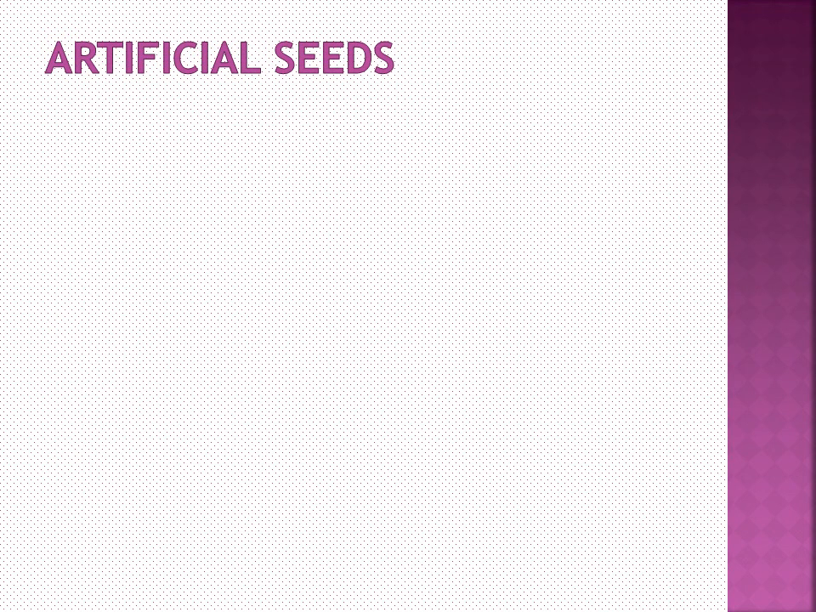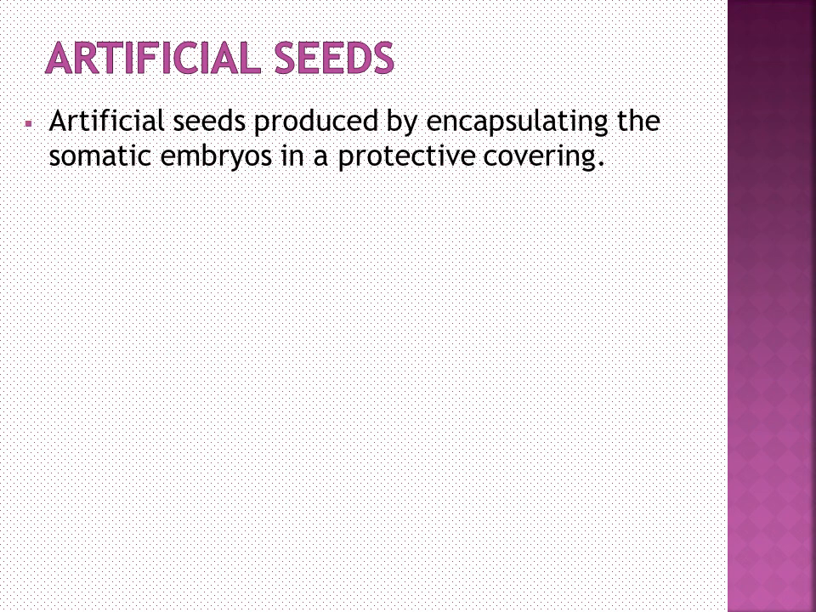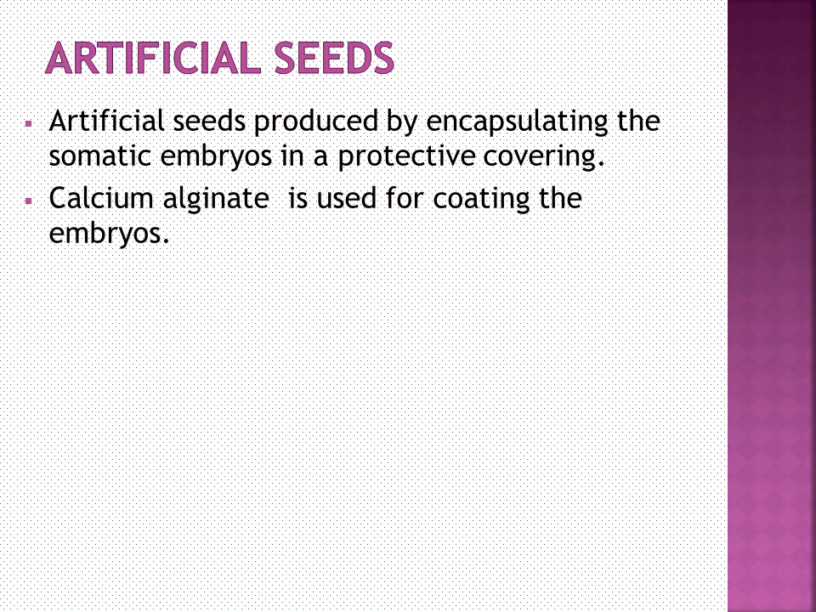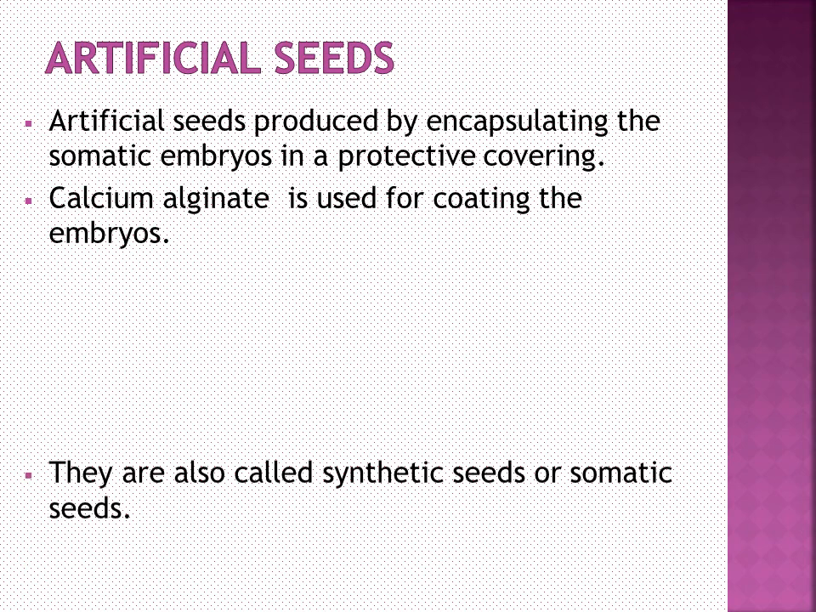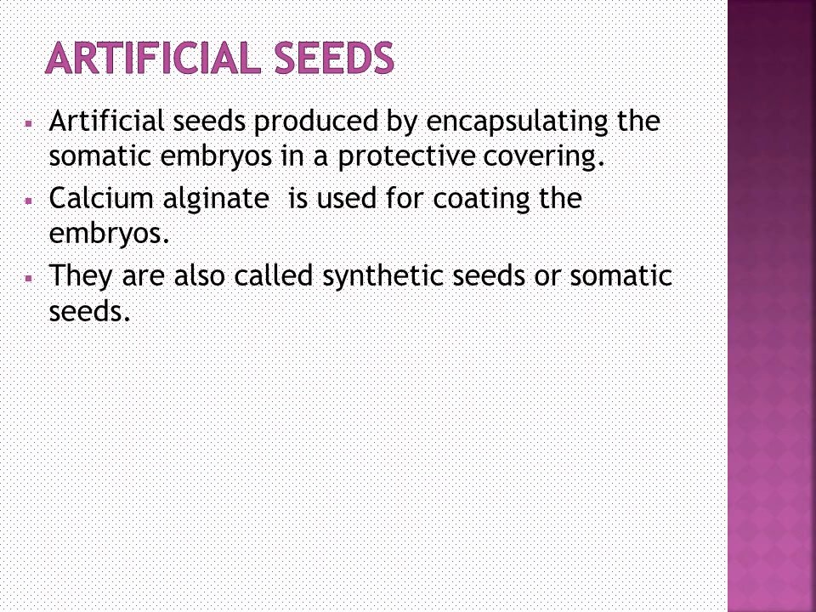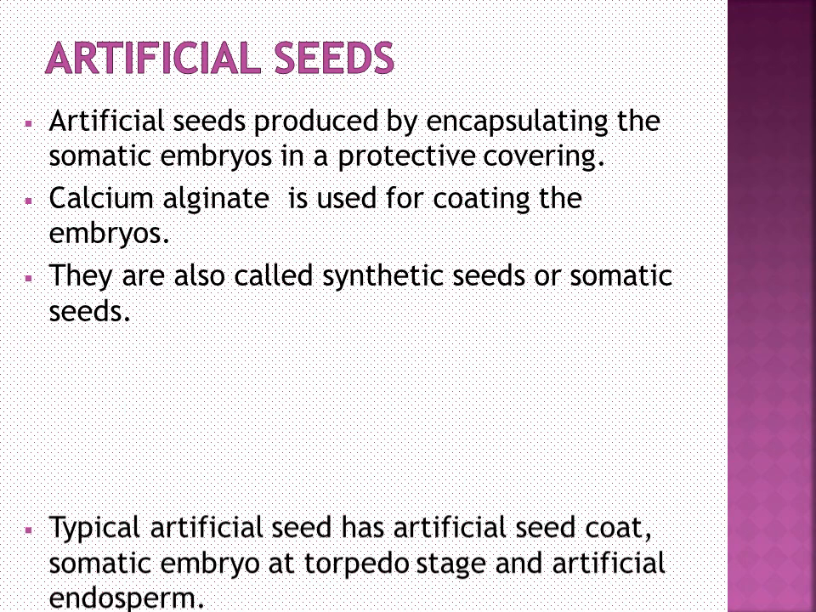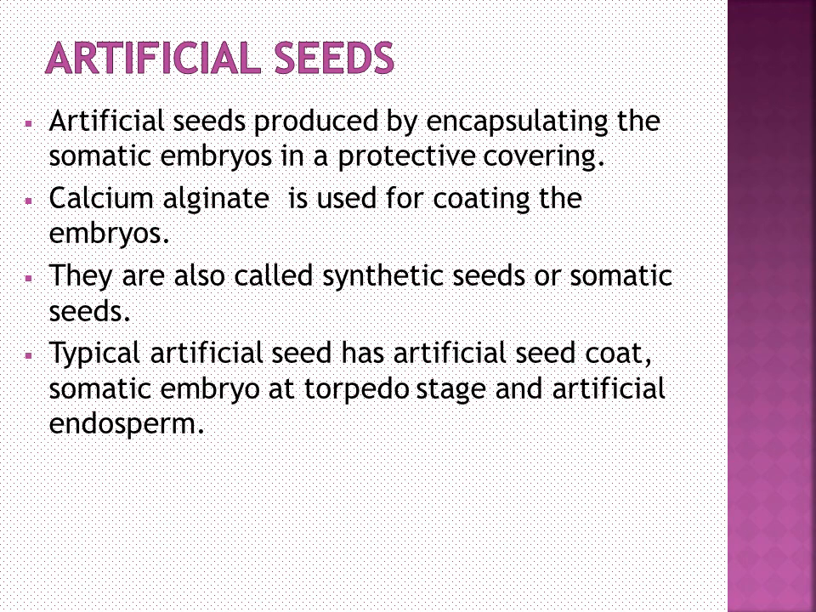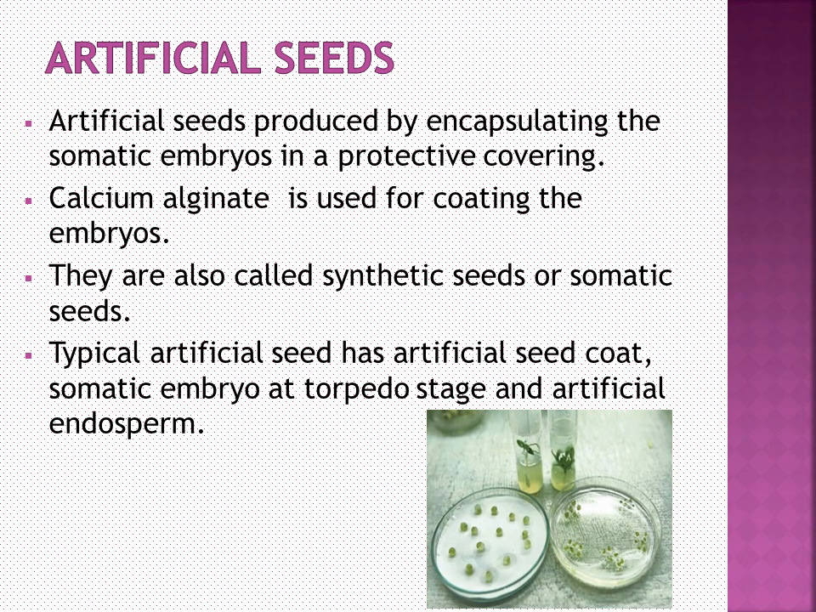Coming to artificial seeds. Artificial seeds are produced by encapsulating the somatic embryos in a protective covering. Calcium alginate is generally used for coating the embryos. Artificial seeds are also called synthetic seeds or somatic seeds. Typical artificial seed has three parts. There is an artificial seed coat, somatic embryo at torpedo stage, and artificial endosperm. So here is the picture of artificial seeds where it is coated with calcium alginate.